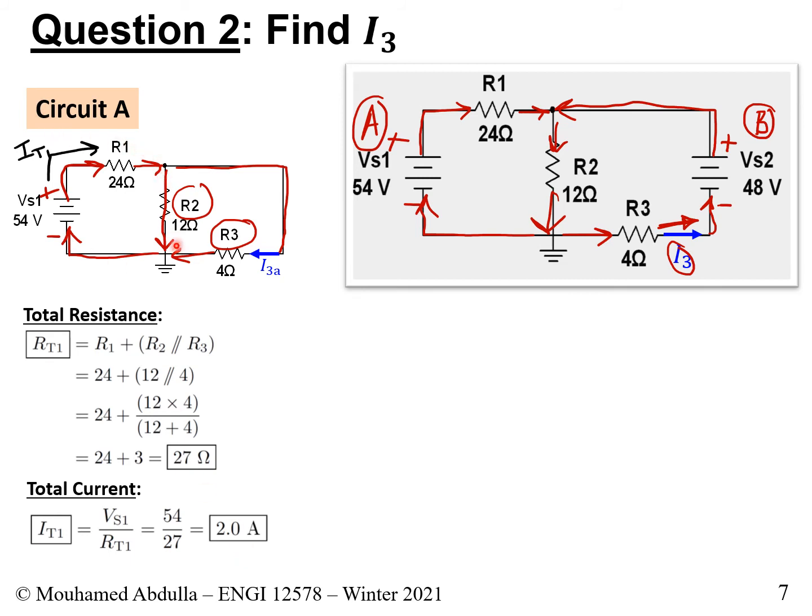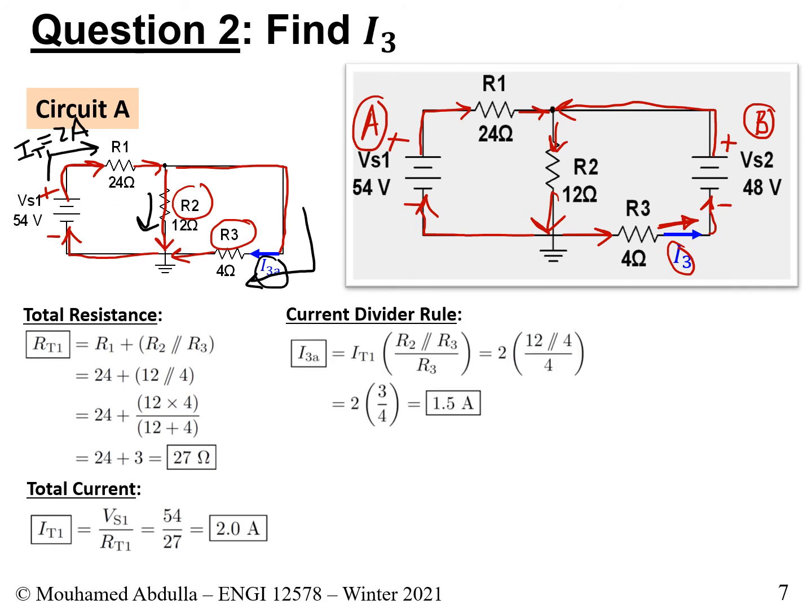Part of the 2 amps will go into resistor 2, and the remaining part will go into resistor 3. So let's just write it in here. This is equal to 2 amps. Part of it will flow here, and the remaining part will flow in here, and that gives us basically our I3A. So we could find the current I3A by simply applying a current divider rule.